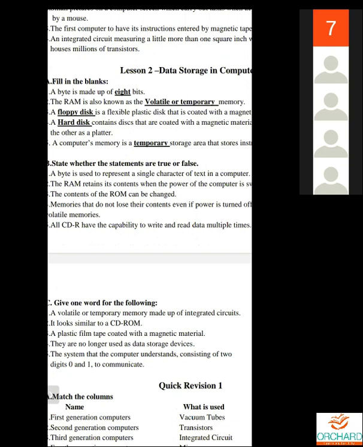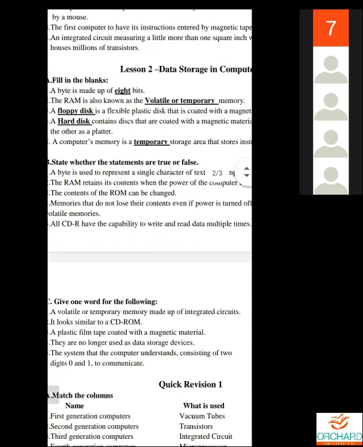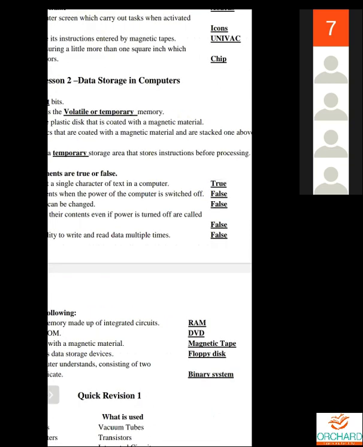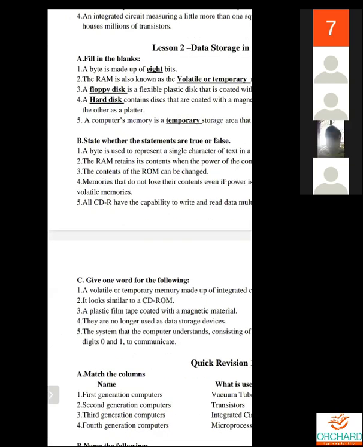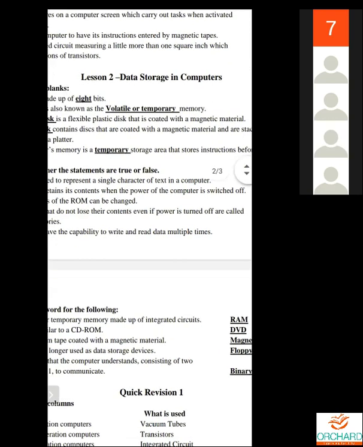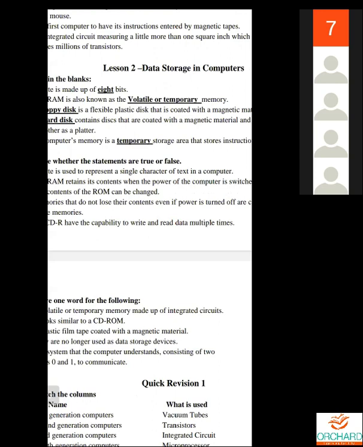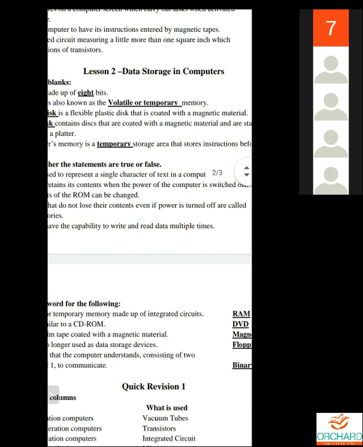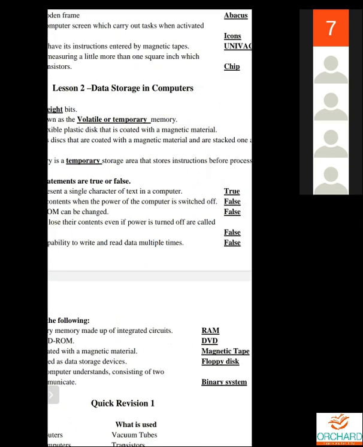A byte is used to represent a single character of text in a computer. True. Second one, the RAM retains its contents when the power of the computer is switched off. This statement is false because RAM, random access memory, is a volatile or temporary memory. When the computer is switched off, the data we stored is erased, right? It is wiped off from the computer. So the statement is false.